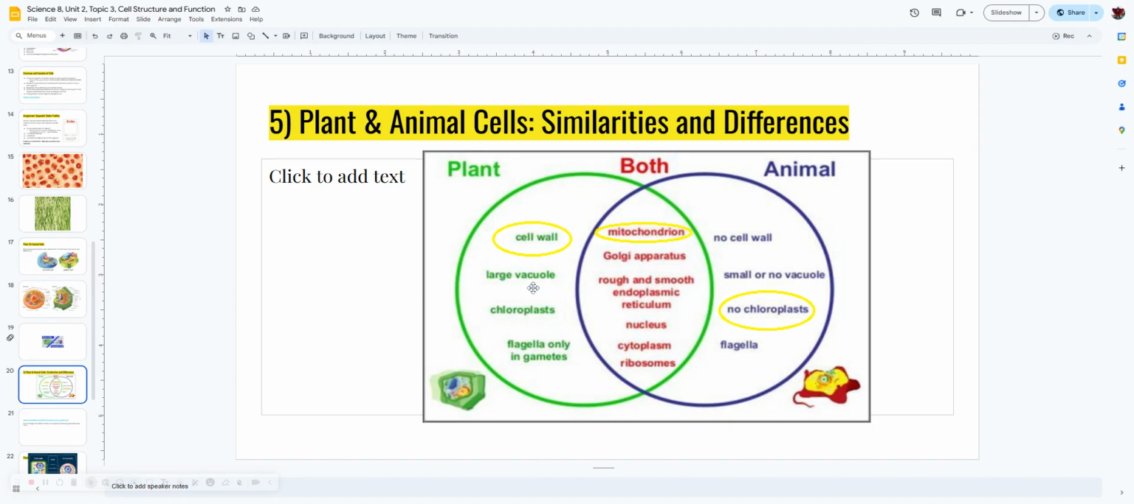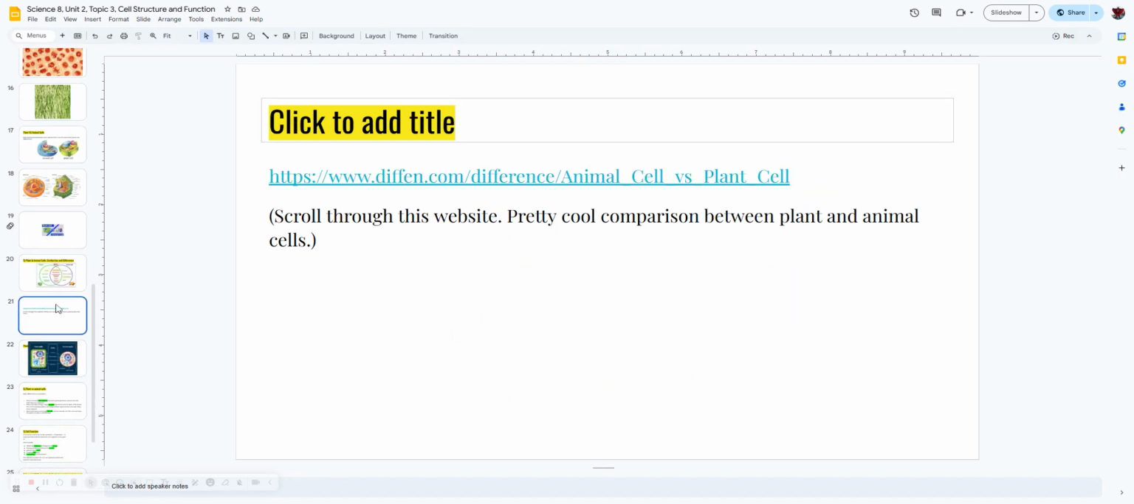But these 3 things right here, those are the 3 main differences. Cell wall, a large vacuole, and a chloroplast, only found in a plant. Everything else, similar. Okay. Another really good resource you can choose to use while you're studying. You don't have to, but it shows a pretty cool comparison between plants and animal cells as well.